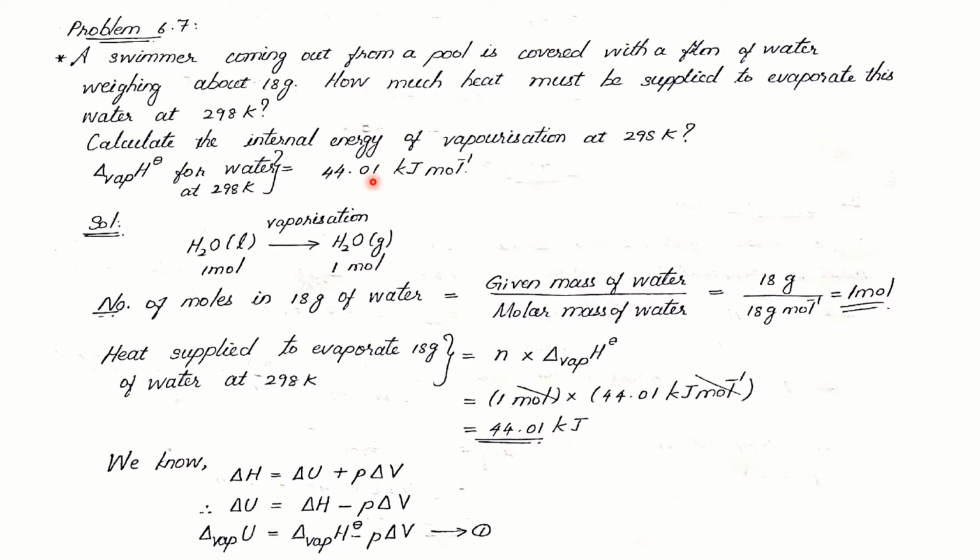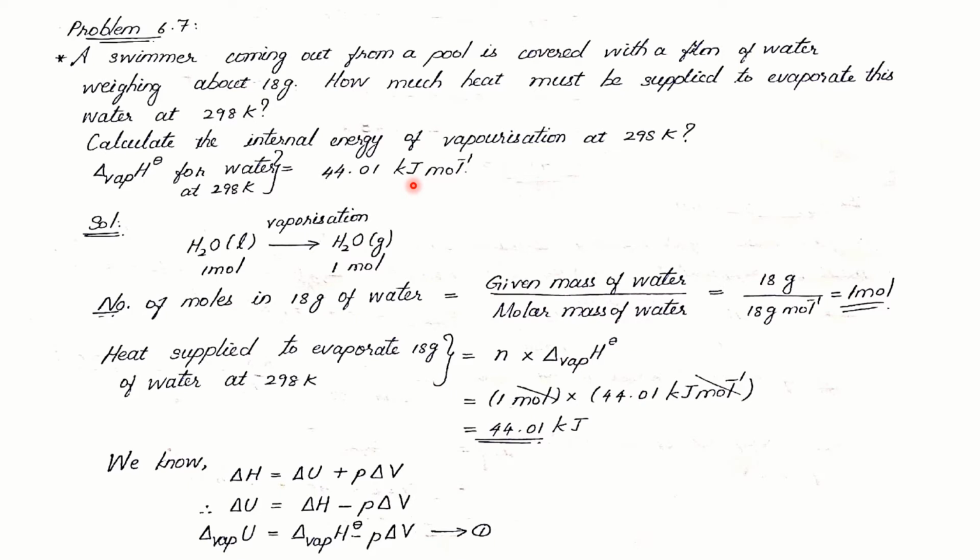Okay, so let us write the equation for the phase change undergone by water according to the situation given. That is, 1 mole of water in the liquid state on vaporization is converted to 1 mole of water in the gaseous state, or 1 mole of water vapor, in other words, steam. Now we know the amount of heat required to convert 1 mole of water in the liquid state to 1 mole of water in the gaseous state. How much is it? It amounts to 44.01 kilojoules.